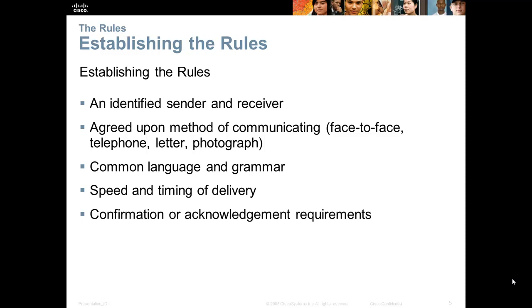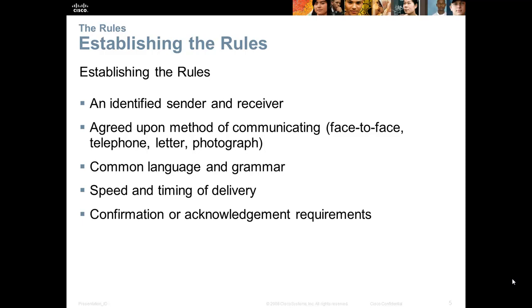Whenever we're communicating, we always establish rules. We may do this explicitly, or it might just happen for us. We always identify a sender and receiver. This is pretty easy when two people are communicating. The sender is always the person talking, and the receiver is the person that's listening. Well, in a computer network, it's not quite that simple. So we have mechanisms that help us identify who's communicating and who's supposed to receive.